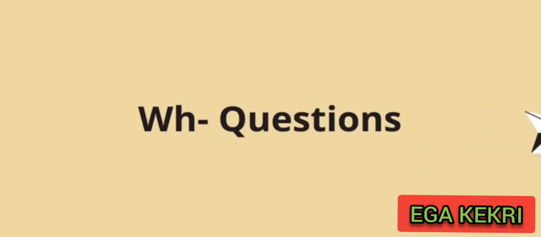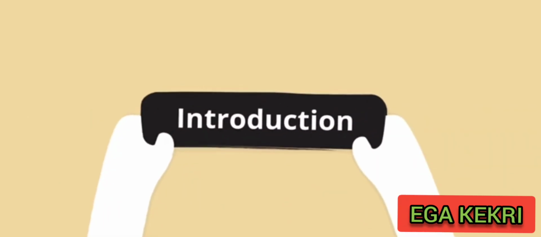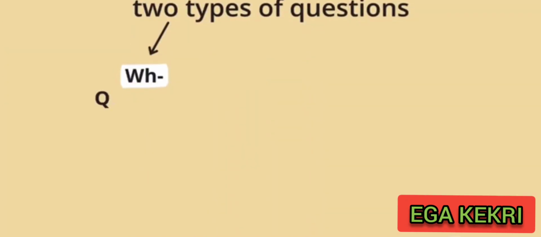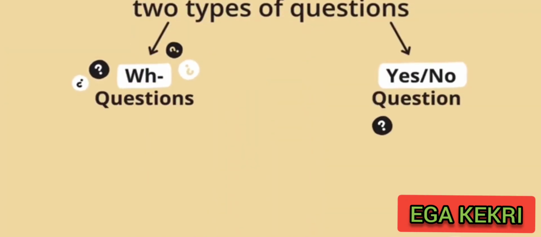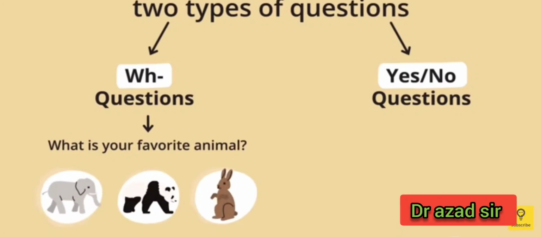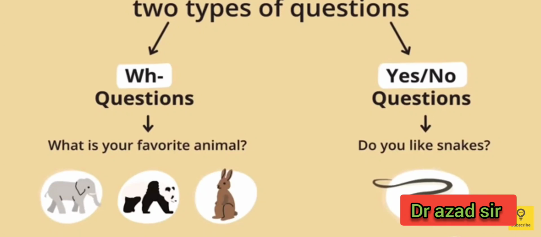WH questions. What are the most common types of questions in English? There are two common types of questions in English: WH questions and yes/no questions. For example, what is your favorite animal is a WH question, and do you like snakes is a yes/no question.